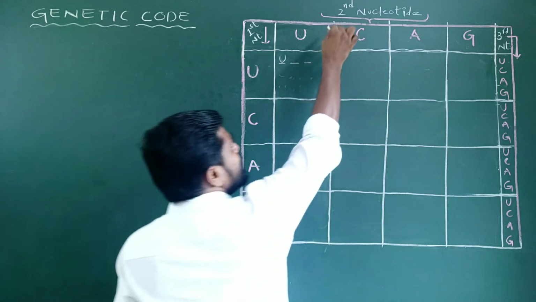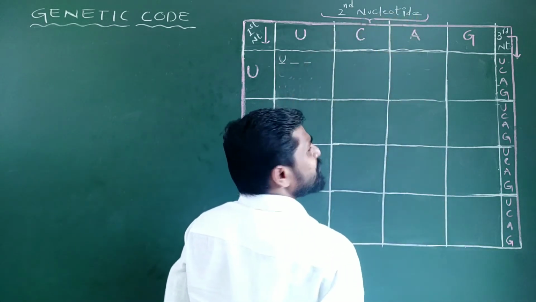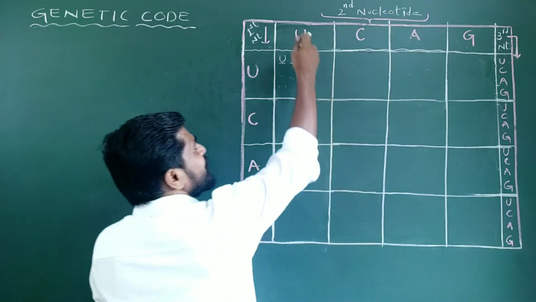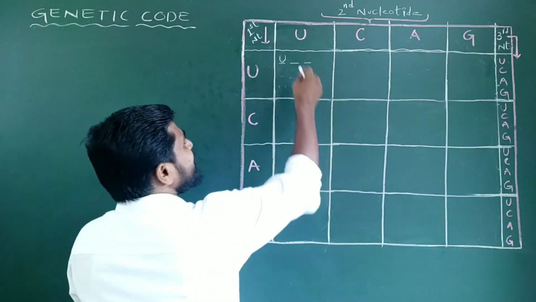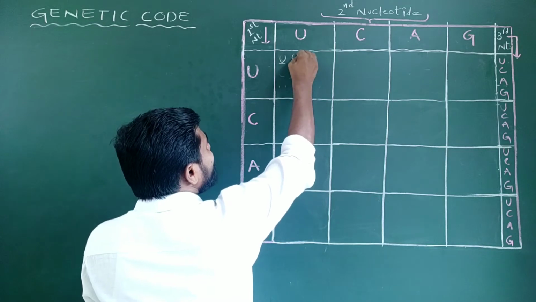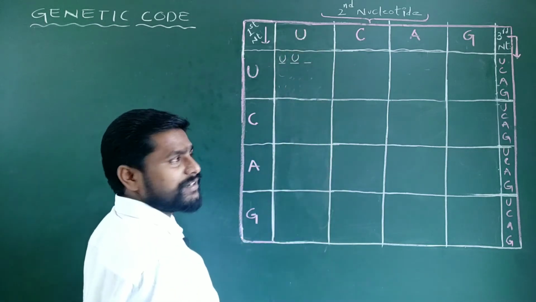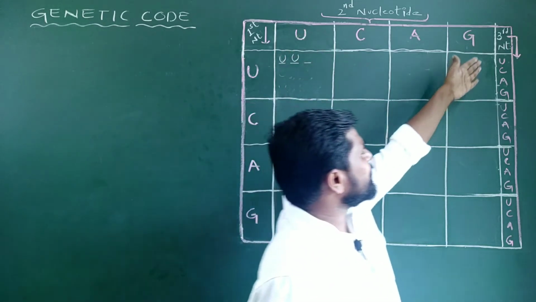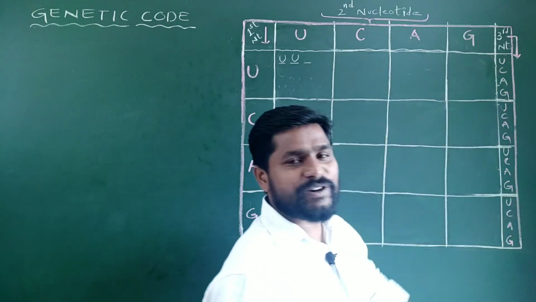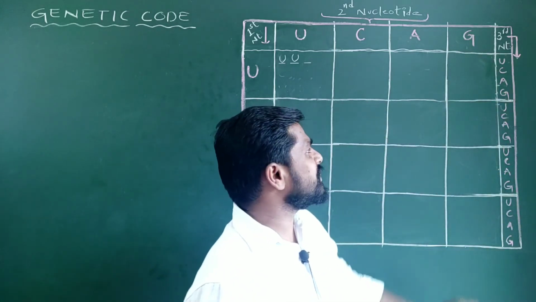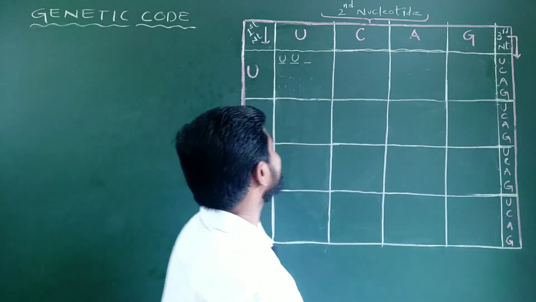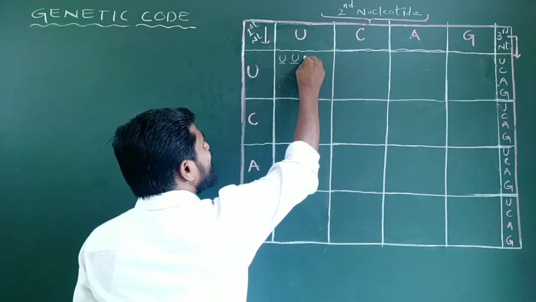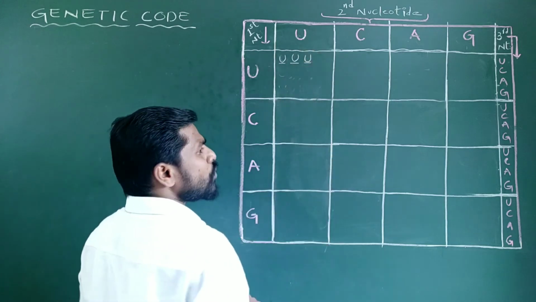This is the second position of 3 nucleotides of triplet codons, which means the nucleotides of this horizontal column represents the second nucleotide of a triplet codon. And lastly, this is the third position of 3 nucleotides of a triplet codon, which means the nucleotides of this vertical column represents the third nucleotide of a triplet codon.